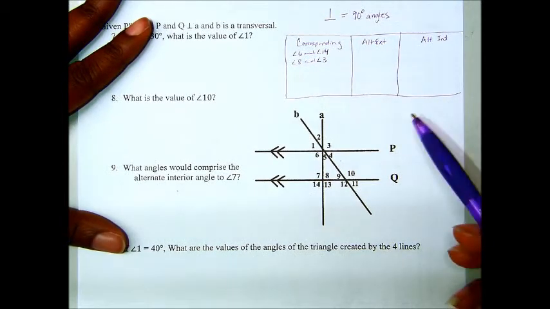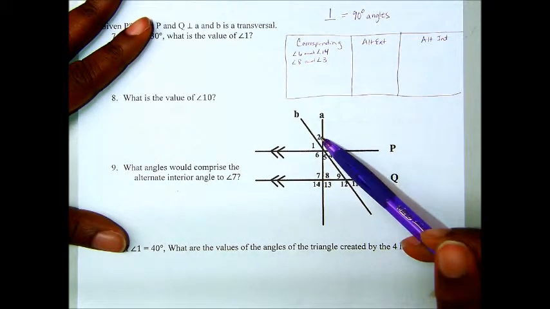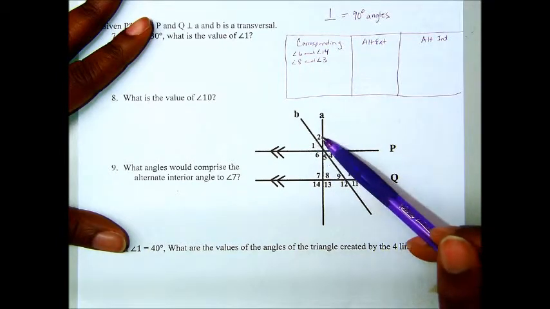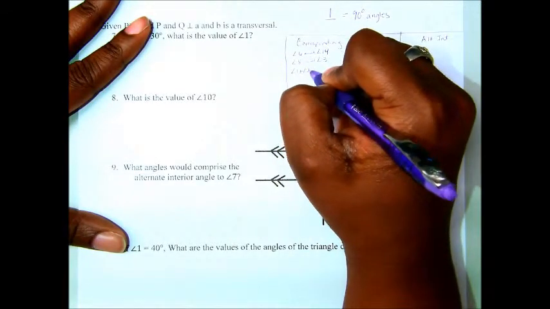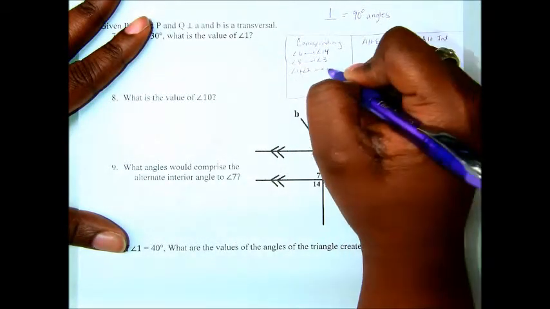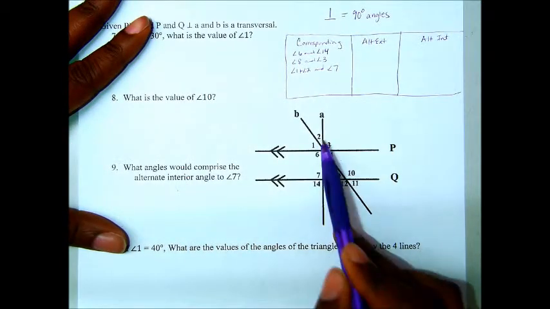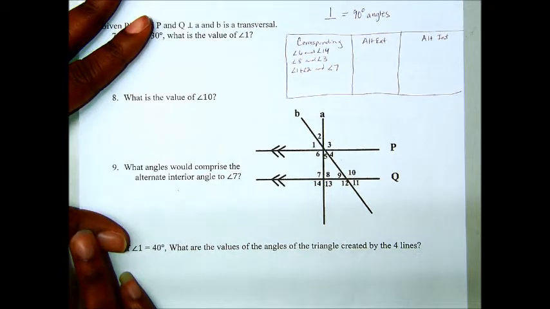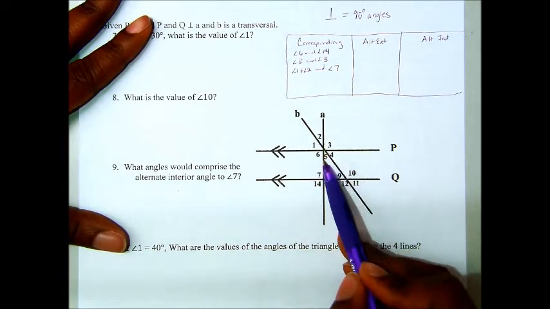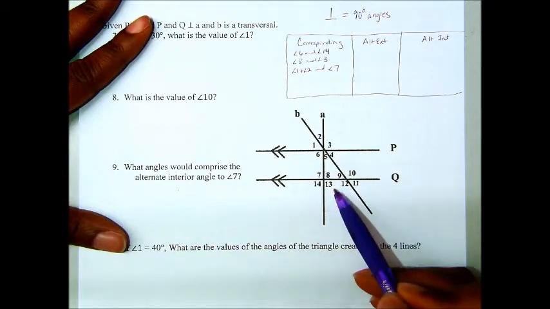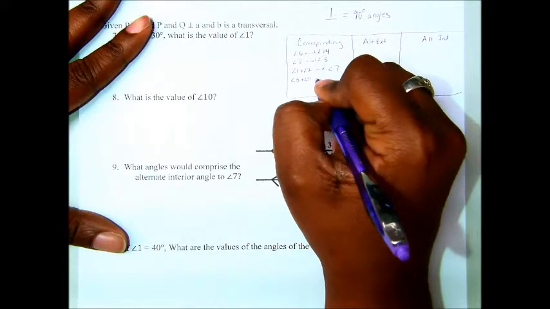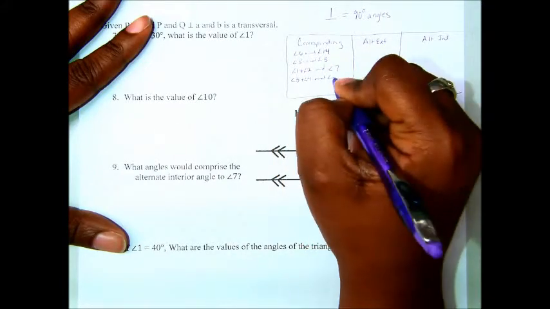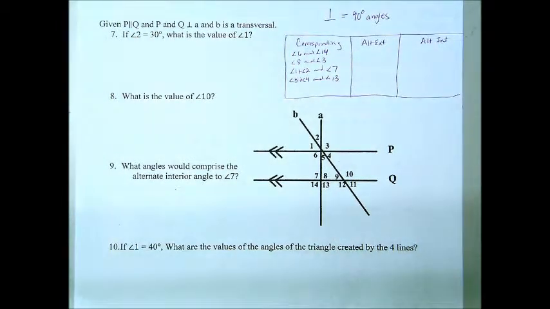I know that angle 1 and 2 is going to equal angle 7. So angle 1 plus angle 2 is corresponded to angle 7 because they're in the same spot. I know that angle 5 plus angle 4 is going to be equal to angle 13. So angle 5 plus angle 4 is corresponding to angle 13. All right, so those rules are helpful.